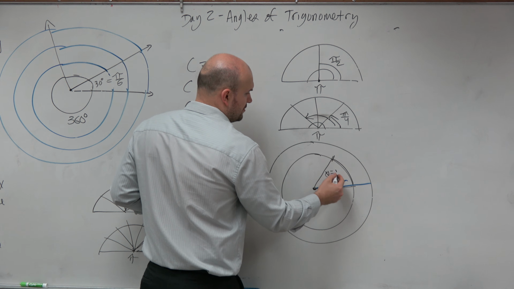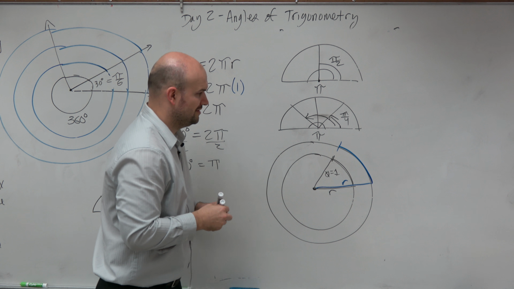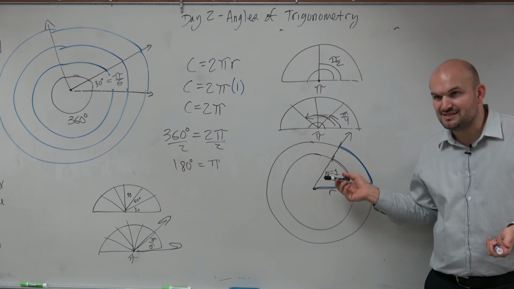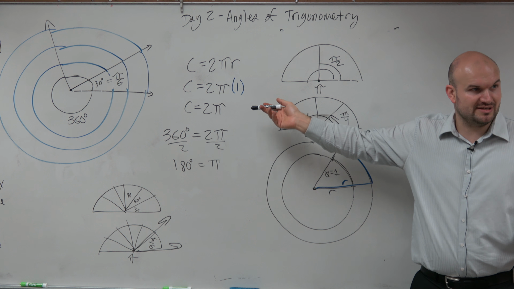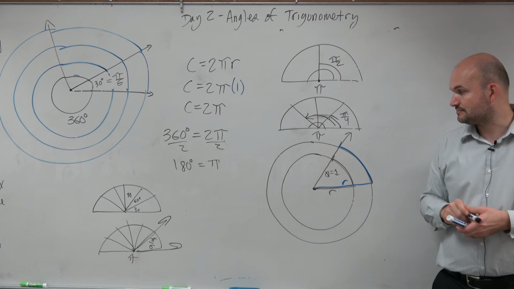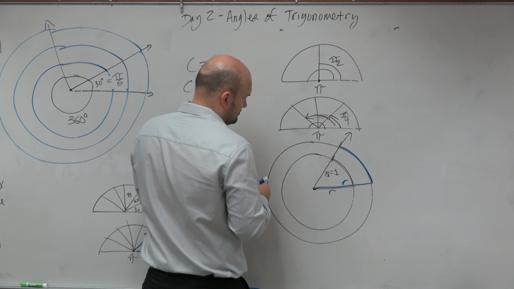Now watch what happens. What if I took this radius and I wrapped it around the circle? It'd probably be right around there. Do you guys see how that angle is the same? It doesn't matter how big the radius is. We just want to use 1 because it makes life easy. But it doesn't matter. I could keep on getting bigger and bigger circles, and it's still going to be the same. Then let's do 2.